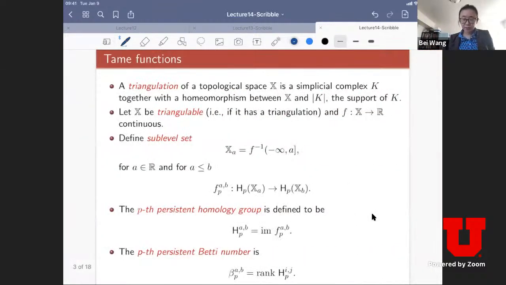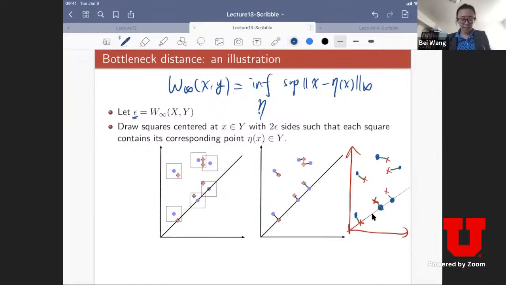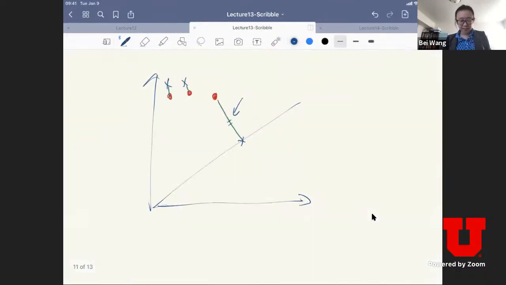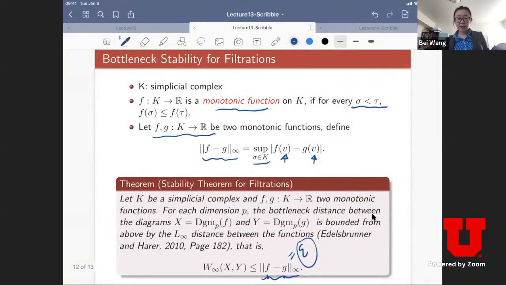So what we just saw here is that stability is saying that, look, I have two simplicial complexes, and I have two functions defined on the simplicial complex, and I perturb the function a little bit, measured by L infinity distance. Basically, element-wise, the worst case perturbation is going to be the upper bound of my bottleneck distance. Now, what I'm going into is to give it a little bit more mathematical flavor, okay?